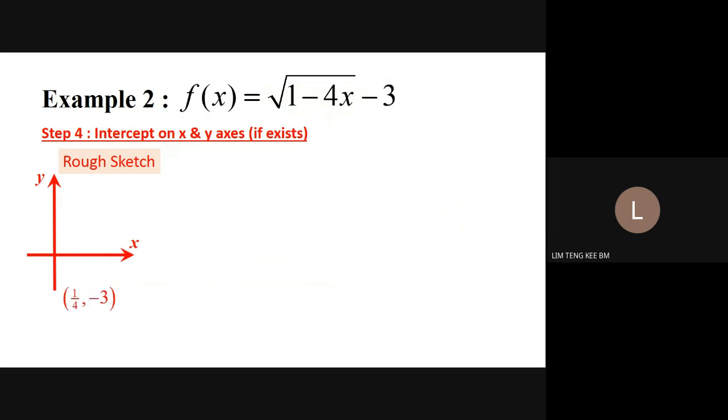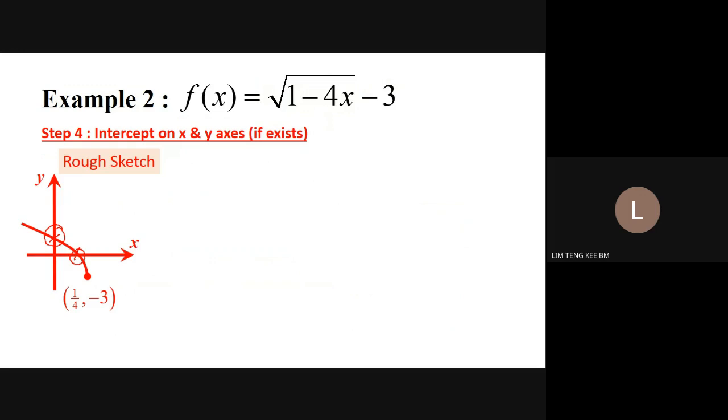We try to do a rough sketch. So the special point will happen to be at the coordinate 1 over 4, negative 3. So when I do the rough sketch, you find out that I happen to have the graph cut at the y-axis, cut at the x-axis. So this indicates that I have x and y intercept exist.